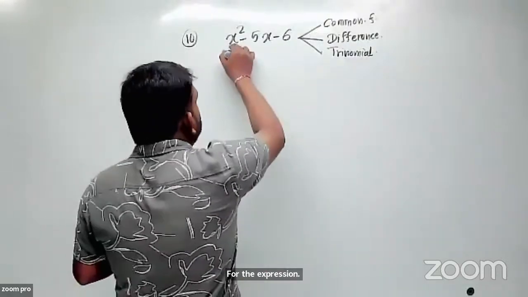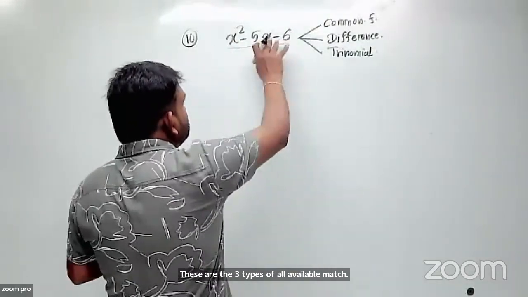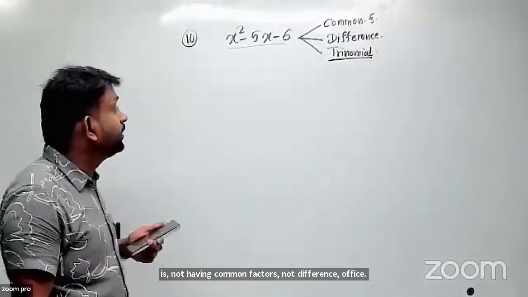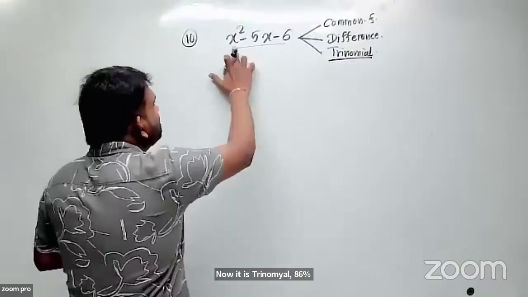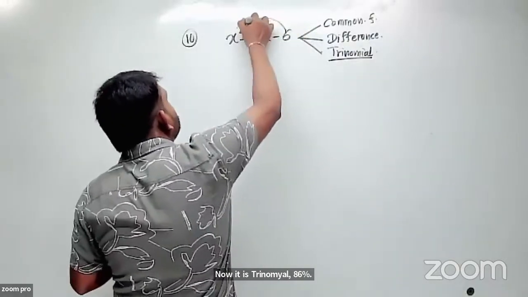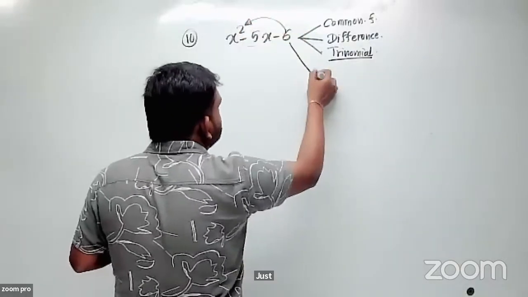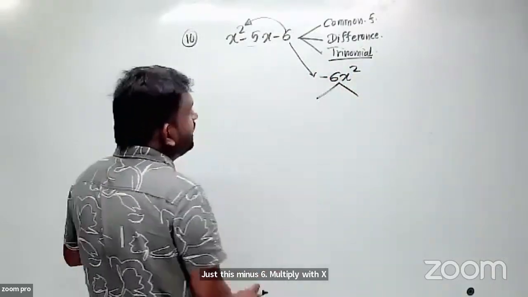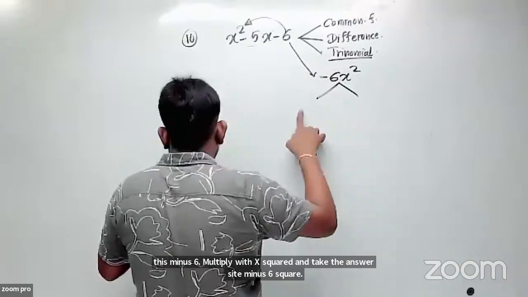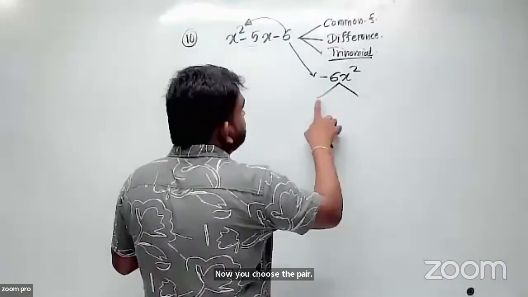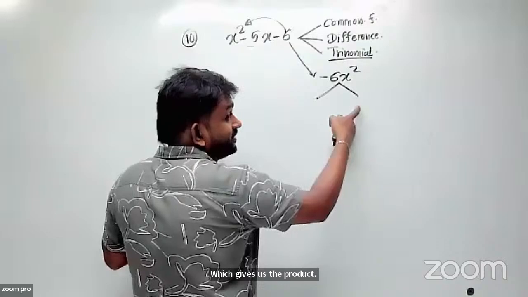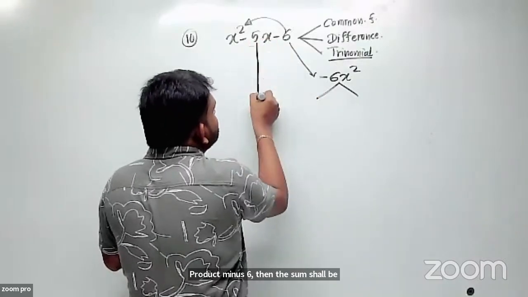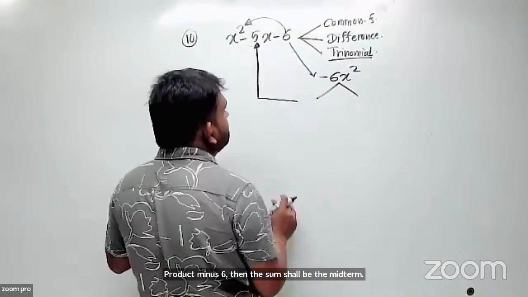This has no common factors and is not a difference of squares. Now it is a trinomial quadratic expression. So you multiply this minus 6 with x squared and get minus 6x squared. Now you choose the pair which gives the product minus 6, and the sum shall be the middle term. The middle term is the sum of the terms you multiply.